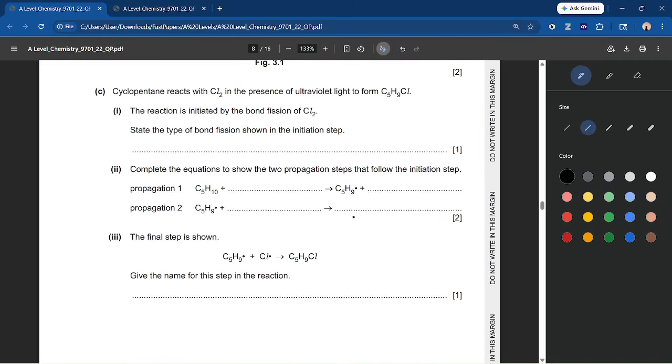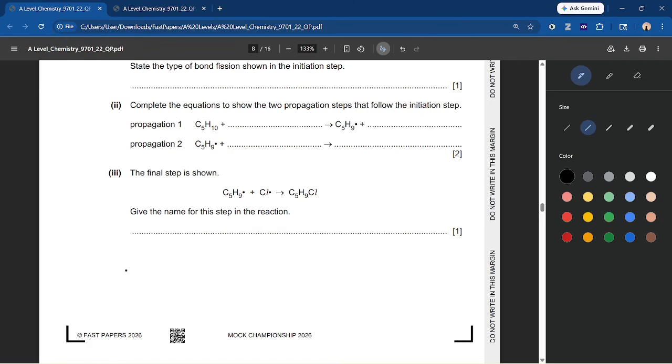Cyclopentane reacts with chlorine in the presence of ultraviolet light to form C5H9Cl. So now the question is saying the reaction is initiated by the bond fission of chlorine. State the type of bond fission shown in the initiation step. So whenever you're having a bond fission of two equally polar molecules, so in this case it's chlorine, they both have the same electronegativity.